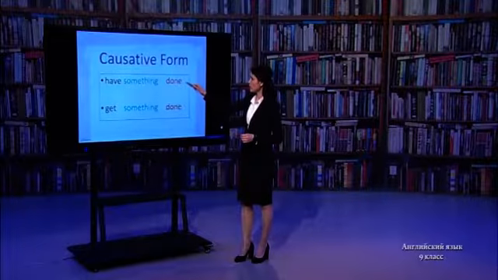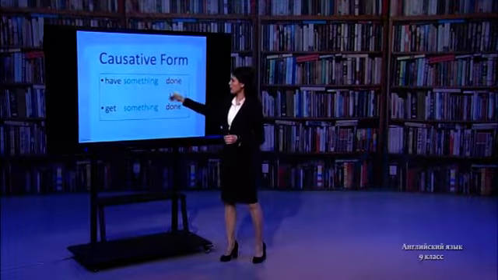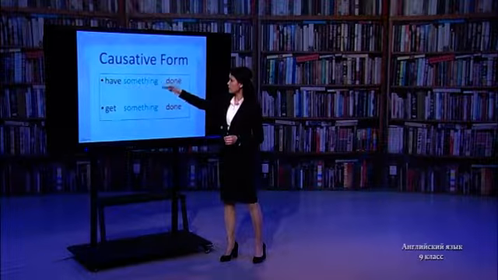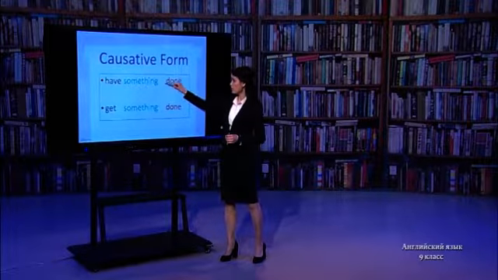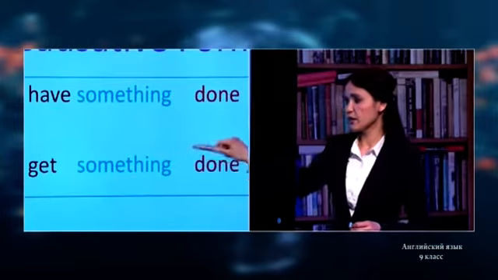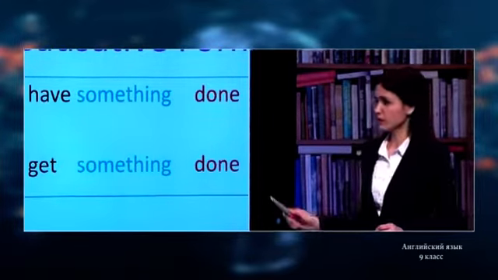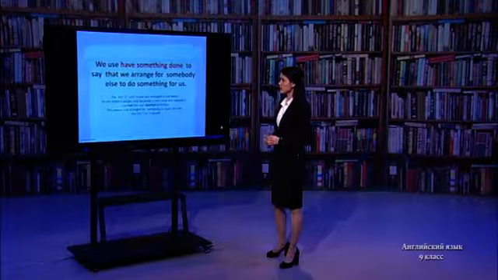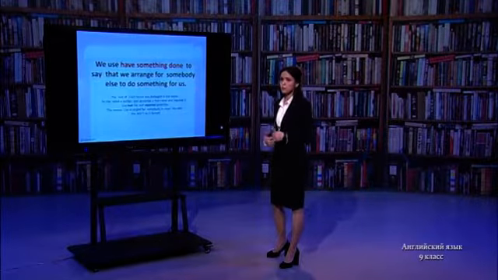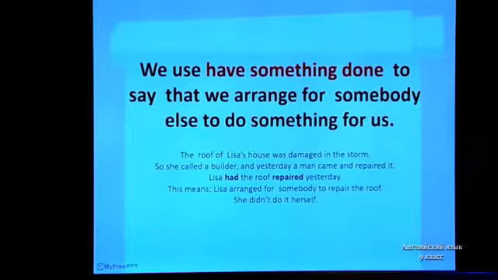Besides this causative form, we have another form, the same as have something done: get something done. But get something done is less formal. We use have something done to say that we arrange, meaning plan for somebody else to do something for us. I have one example to clarify this structure clearly.